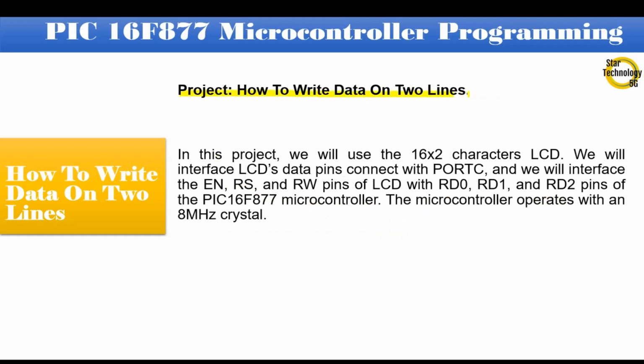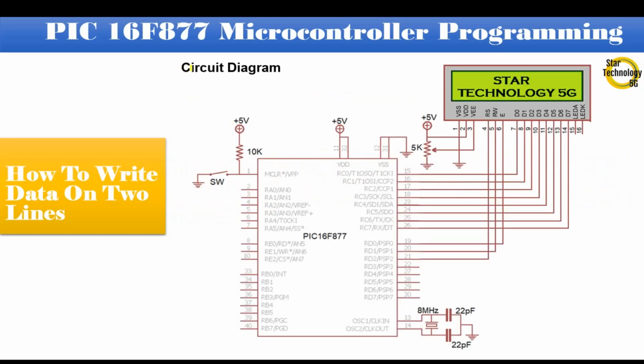Project: how to write data on 2 lines. In this project, we will use the 16 by 2 characters LCD. We will interface LCD's data pins with port C, and we will interface the EN, RS, and RW pins of LCD with RD0, RD1, and RD2 pins of the PIC16F877 microcontroller. The microcontroller operates with an 8 MHz crystal. Here is the circuit diagram we are using in our project.